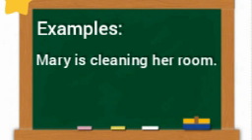Mary is cleaning her room. Mary as our subject is singular. That's why we use the linking verb is, because Mary is only one. Now, cleaning as our main verb or action word means the verb is happening at the moment.